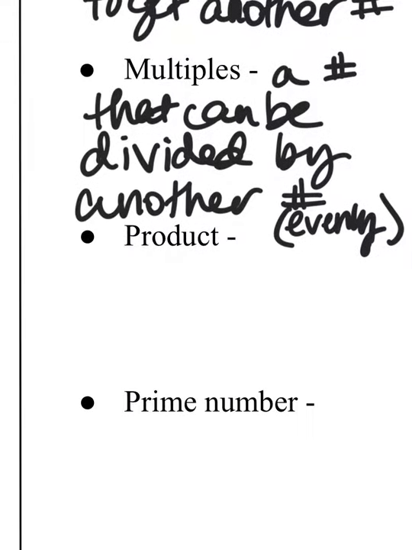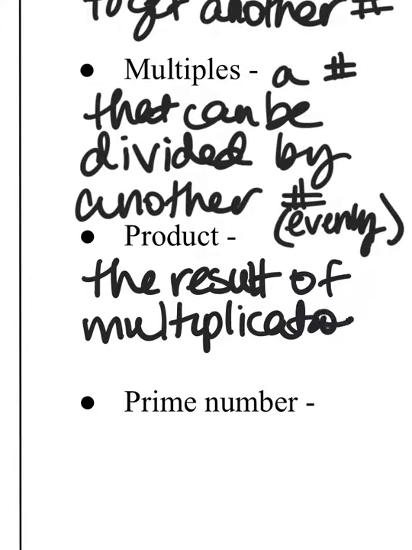All right, our next vocabulary word is a product. And a product is the result of multiplication, basically, right? You multiply two numbers together, that's a product. You multiply 10 numbers together, that's also a product. Okay?